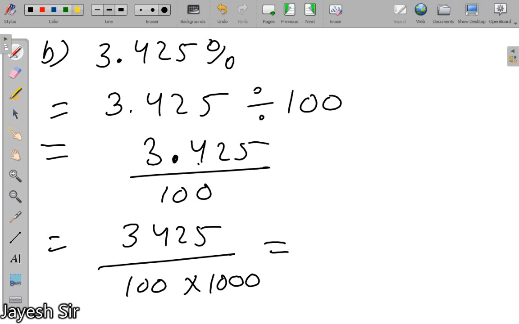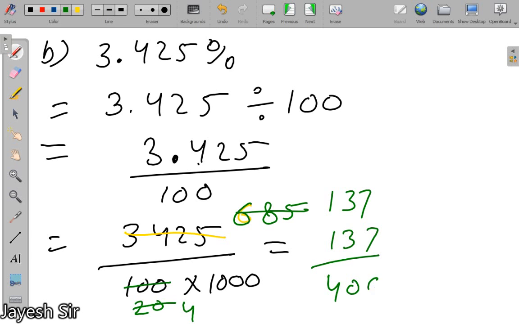Now we simplify it further. I am dividing the numerator and denominator by 5. 5 6s are 30, 5 8s are 40, 5 5s are 25, 2 0. 5 1s are 5, 5 3s are 15, 5 7s are 35, 5 4s are 20. So this will be 137 upon 4 1 2 3. Okay. So with this you could understand the method clearly.